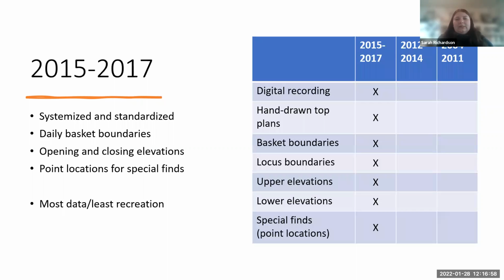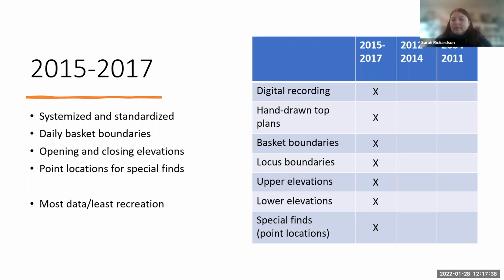So as I mentioned, the last 3 seasons of excavation were the most systematized and standardized in data collection and recording. There was a total station in use every day. So this would take points or elevations and boundaries for features, such as walls and hearths and floors, as well as daily basket boundaries or opening and closing of locus boundaries. So for those who don't know, baskets are what we call, in the Near East at least, the materials that we found. Each day gets a different basket number for the same material type, etc.